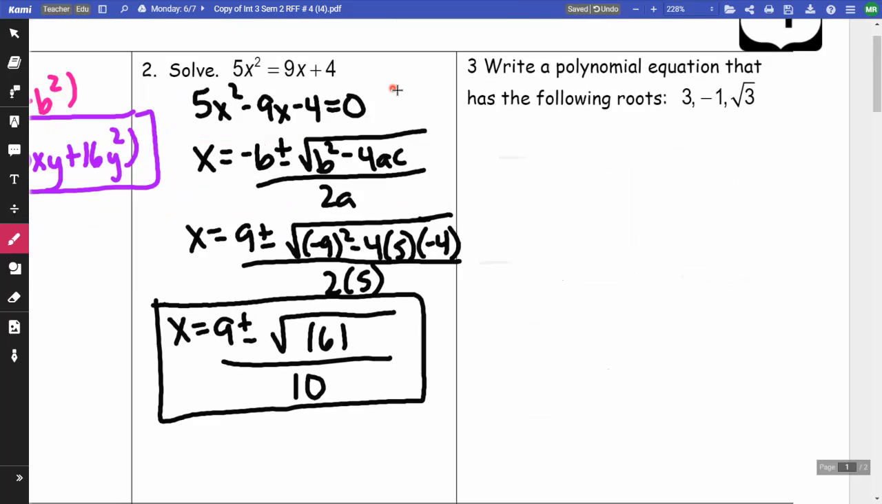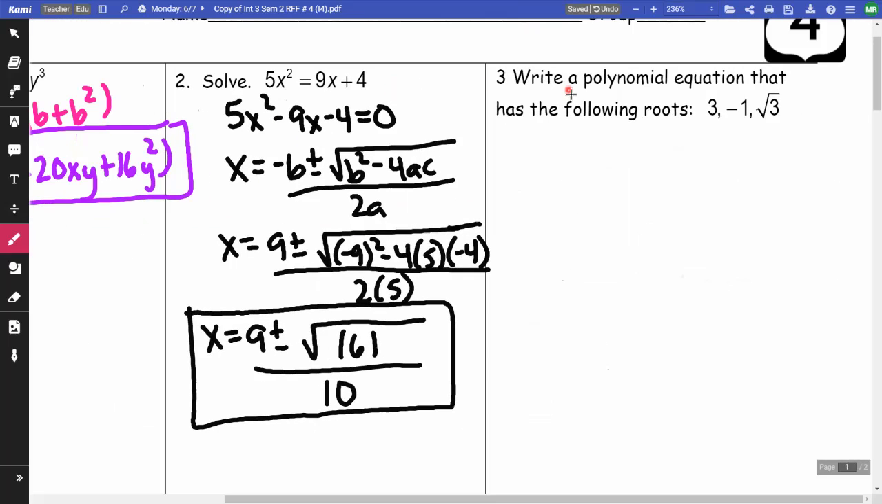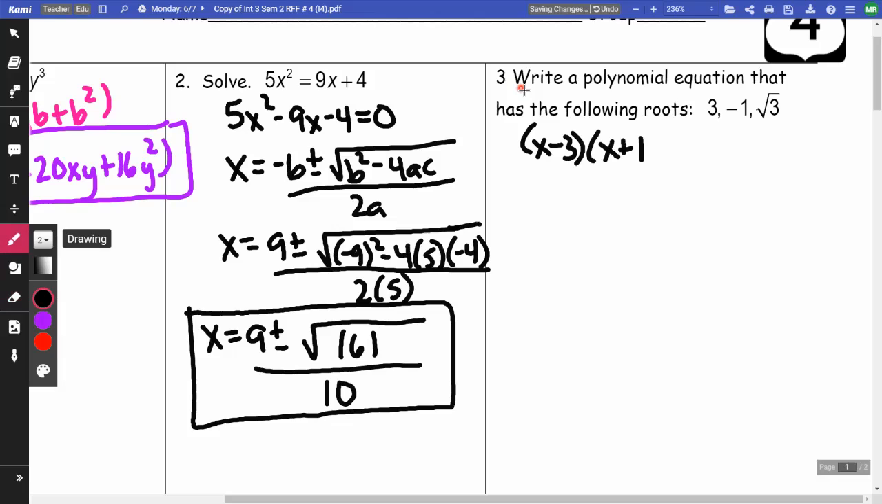On number 3, we're going to write a polynomial equation that has the following roots. Okay, so the 3 is going to come from an x minus 3. The negative 1 is going to come from an x plus 1. Now, this is the part that's going to be tricky here. When you have this root 3, any square root or imaginary number, you also are going to have its conjugate. So you're also going to have a negative root 3. You're going to have a positive and a negative of that square root or that imaginary number.